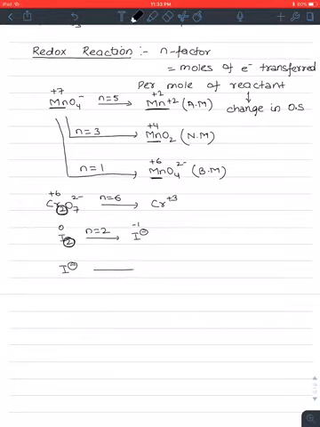But if I am having this reaction, I minus is converted to I2, change is -1 to 0. So change is only 1 for one iodine atom, and on the reactant side we have only one iodine. So in this case N factor will be equal to 1. So for redox reaction, N factor is the moles of electrons transferred per mole of reactant. If only one atom is there, that will be the change in oxidation state, and if more than one atom is there, you have to multiply by the number of atoms present.